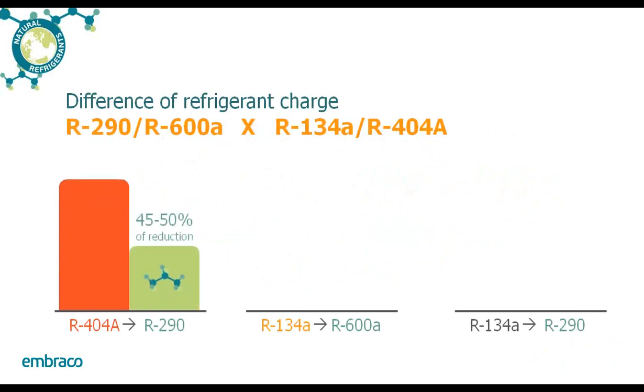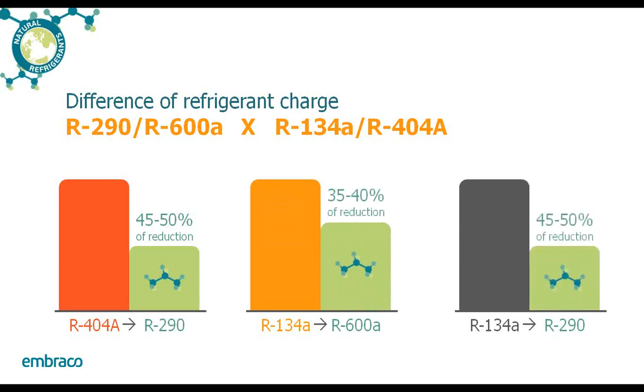Right off the bat, switching from R404A to R290 gives you a 45 to 50% reduction in refrigerant charge. Going from R134A to R600a gives you a 35 to 40% reduction in charge, and R134A to R290 is a 45 to 50% reduction. This is before you've even made any changes to the system itself. Naturally, these refrigerants have more capacity per volume than the other refrigerants that they would be replacing.